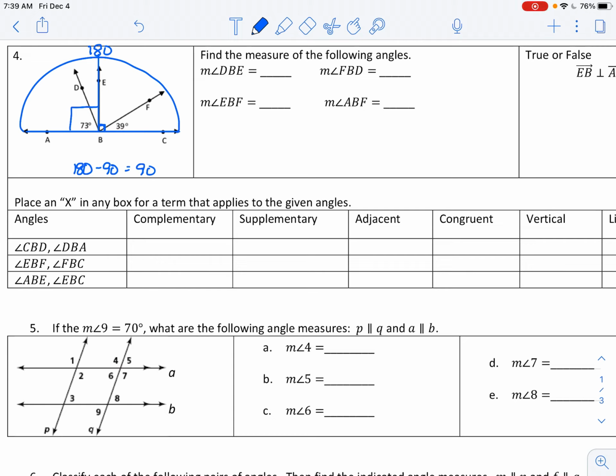But 73 is already labeled, which means this chunk and this chunk total to 90. They're complementary if they add up to 90. So if I take 73 away from 90, I will find, is it 17? Pretty sure that's 17. So then I could do the same thing on the other side.